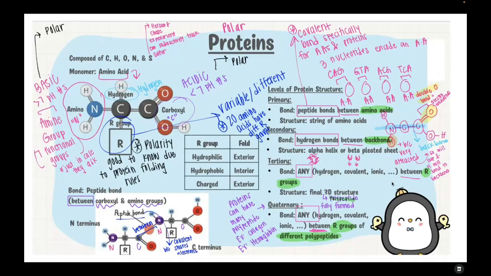All right, and here we have our little summary. You have your amine group, which is your start, and your carboxyl, which is your end. Amine groups are usually basic, which means they have a higher pH. Carboxyl groups are acidic, so they have a lower pH than 7. You see that you have your hydrogen, the primary carbon, your carboxyl, your amine group, and your amino acid. The only thing that's going to be changing is the R group, and it's good to know the polarity so you know how it's going to fold.